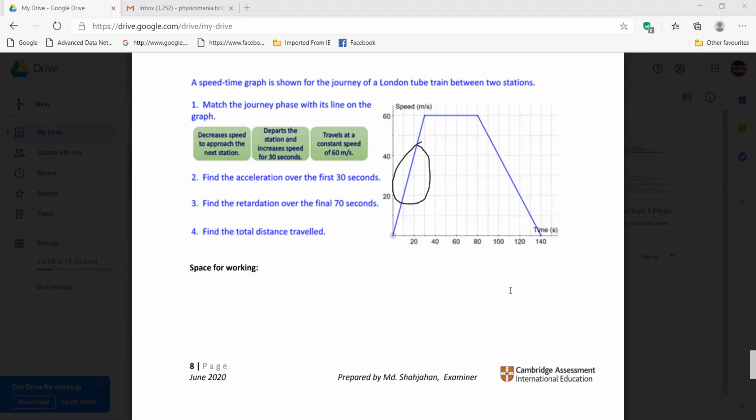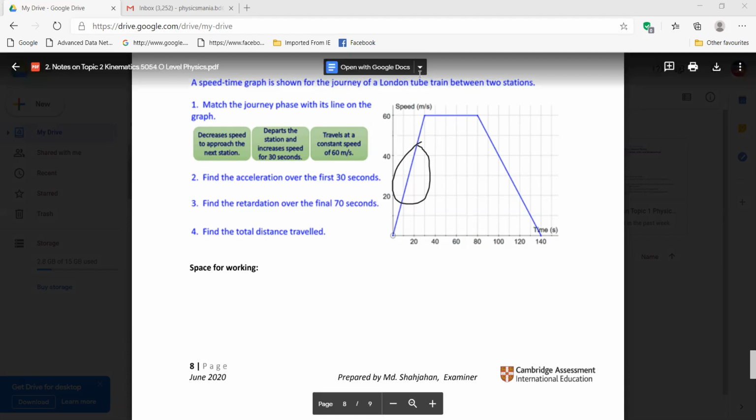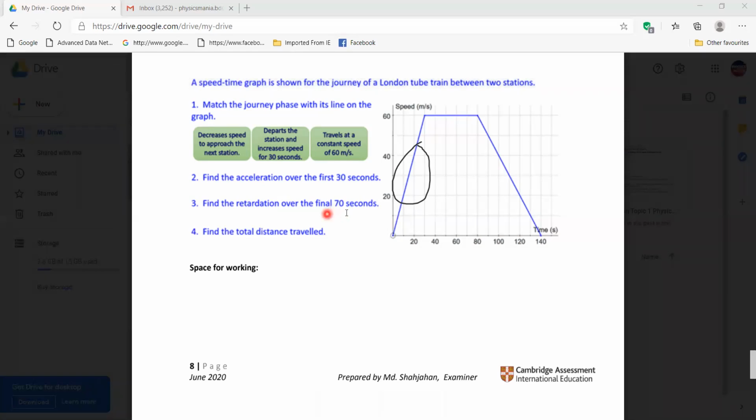Sir, I think there is one mistake here. It should be find the retardation over the final 60 seconds. But from 80 to 140, right? So it should be how much? 60 seconds. But here 70 seconds is written. This one should be 60. So here it should be 60, right? If it is 60, then what will be the answer?